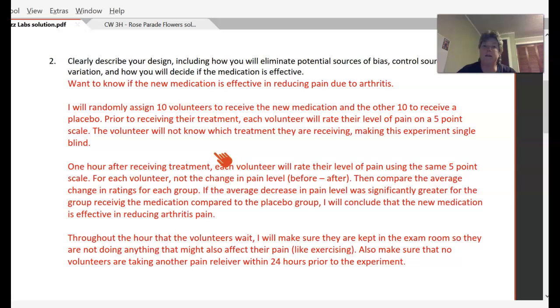I'm going to blind the volunteers, and they're not going to know whether they're getting the placebo or the actual treatment. You could make this double blind if there's some sort of third party going in there to ask the participant to rate their pain. You would want to blind that person as well. So it really kind of depends on how you're organizing this.